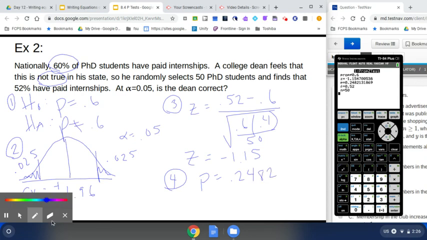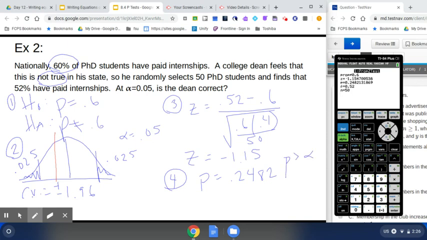All right, again, you can make your decision either way here. If I put that negative 1.15 on the graph, that's going to fall in this region. It's the non-shaded region, the non-critical region. Also, I can compare the p-value to the alpha. In this case, P, 0.2482, is bigger than our alpha level of 0.05. So P is greater than alpha.